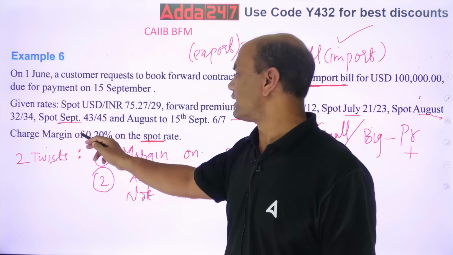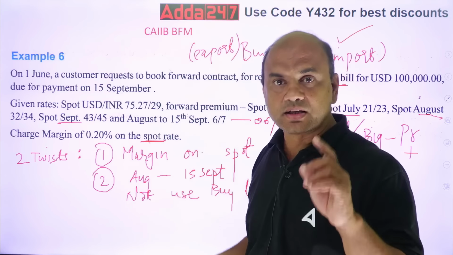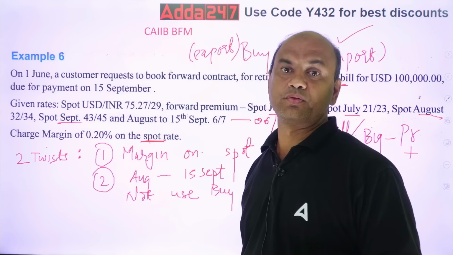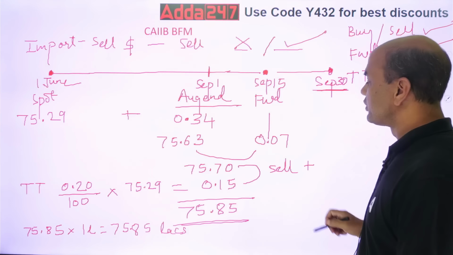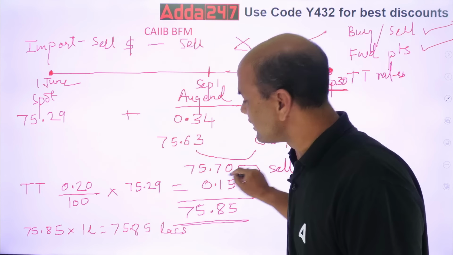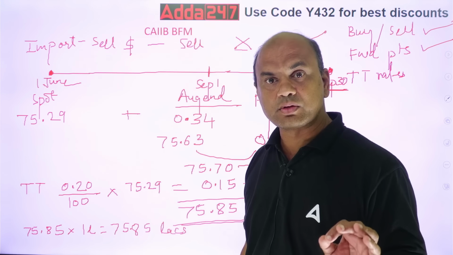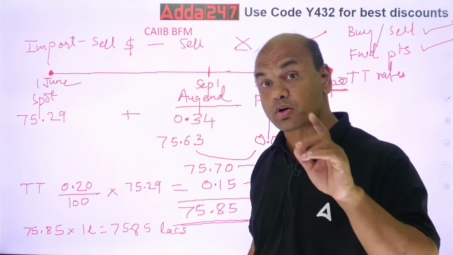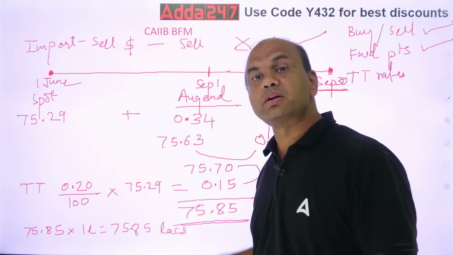Margin is to be calculated on the spot rate. It's clearly mentioned. Generally, we don't do this. Generally, we calculate it on this last rate, 75.70. Whatever you have achieved at the end, the TT margin will be calculated on that end rate.